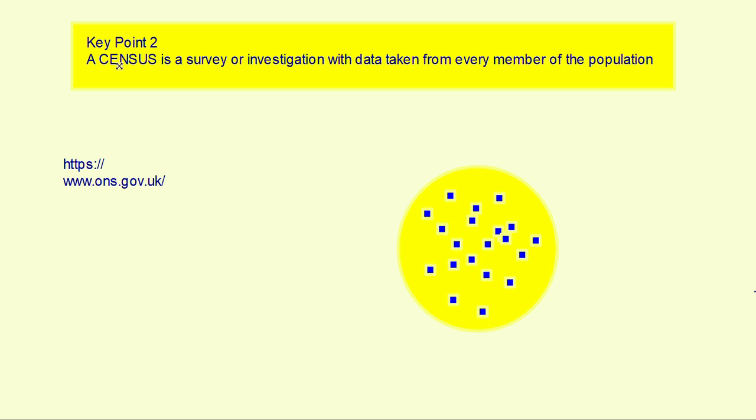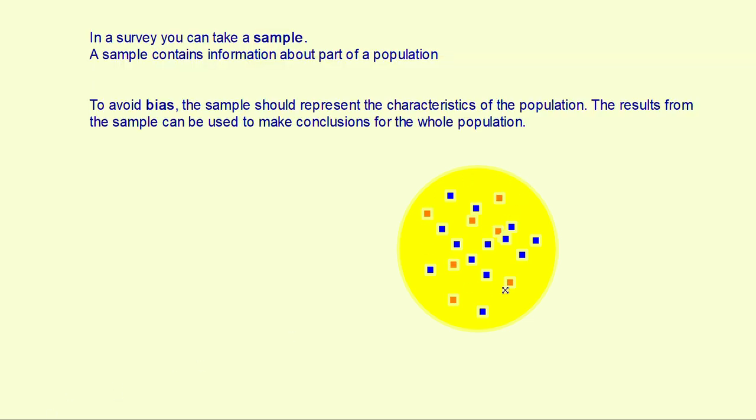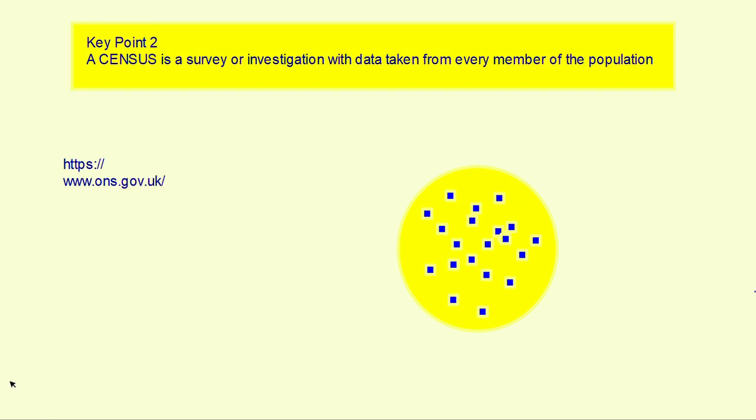Census on one side of your flashcard, please. Survey or investigation with data taken from every member of the population on the other side of your flashcard, please. Pause the video while you do that. So this circle represents exactly that. The circle has all the population inside it. All the blue people represent the people within the population. And can you see every single person's being asked? I'm going to compare that to a sample in a minute where you don't ask everybody.